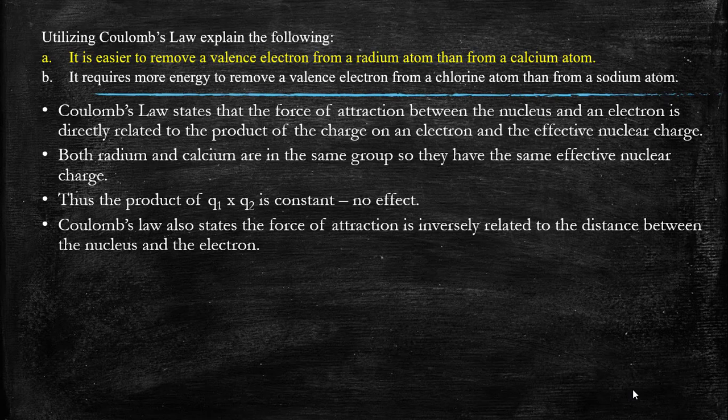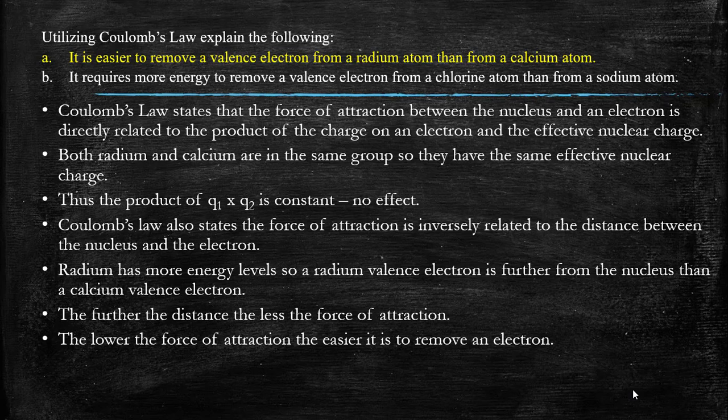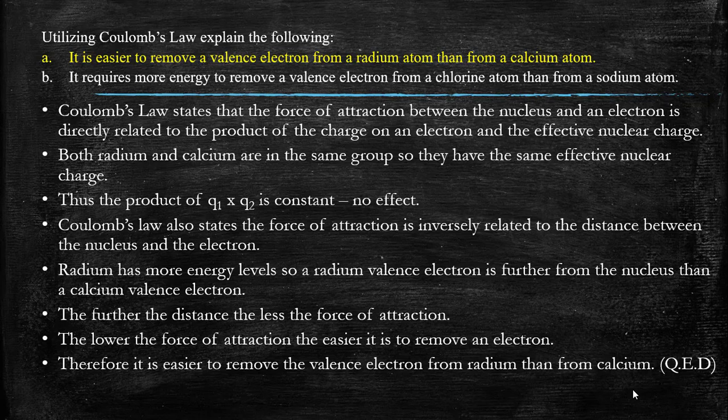We know that the force of attraction is inversely related to the distance. Radium has more energy levels, so the valence electrons in radium are further from the nucleus than the valence electrons in calcium. The further the distance, the less the force of attraction. The lower the force of attraction, the easier it is to remove an electron. So based on all of the above, it is easier to remove a valence electron from radium than from calcium.